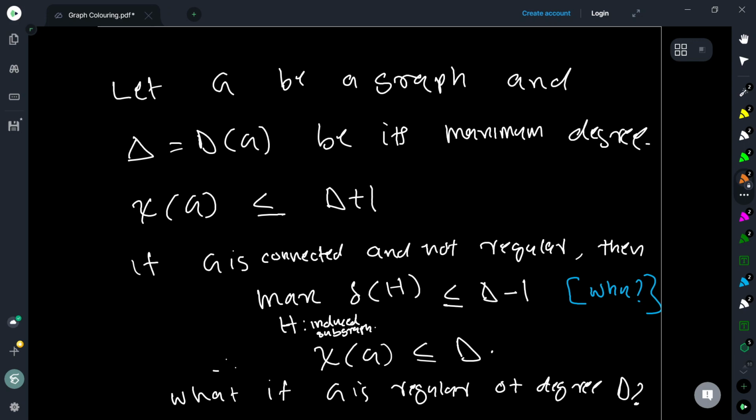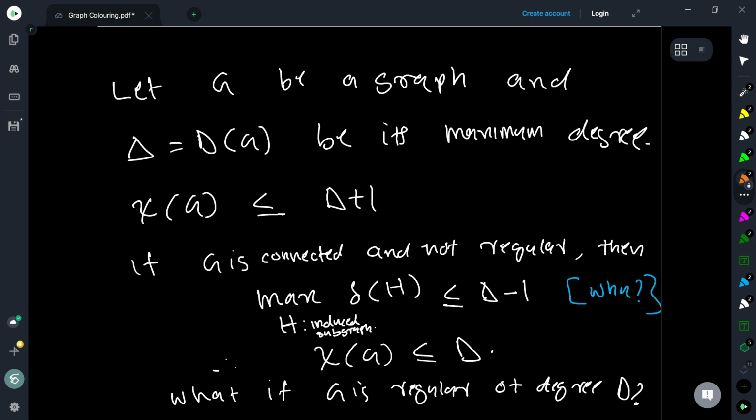Now the question is, what if the graph is regular of degree delta? If it is not regular, we can do this. But if all the vertices have degree equal to delta, then we cannot do this, because the graph itself is an induced subgraph, and therefore the minimum degree is actually equal to delta. So we don't know what will happen in this case. We know that the chromatic number is upper bounded by the maximum degree plus 1, but now we are asking, can it be less than or equal to delta?